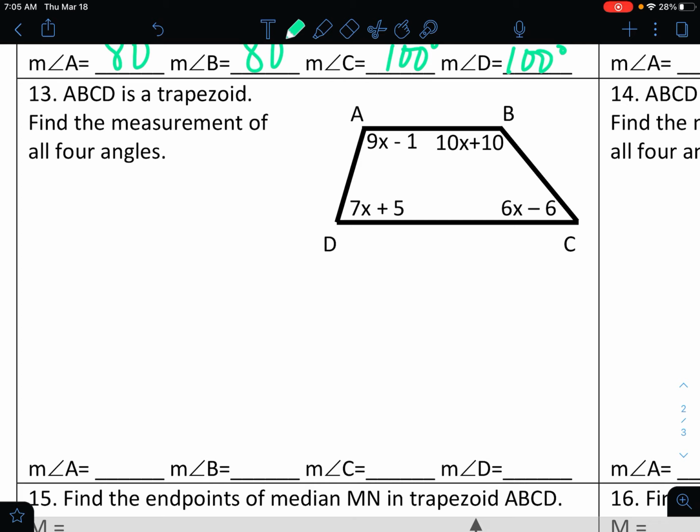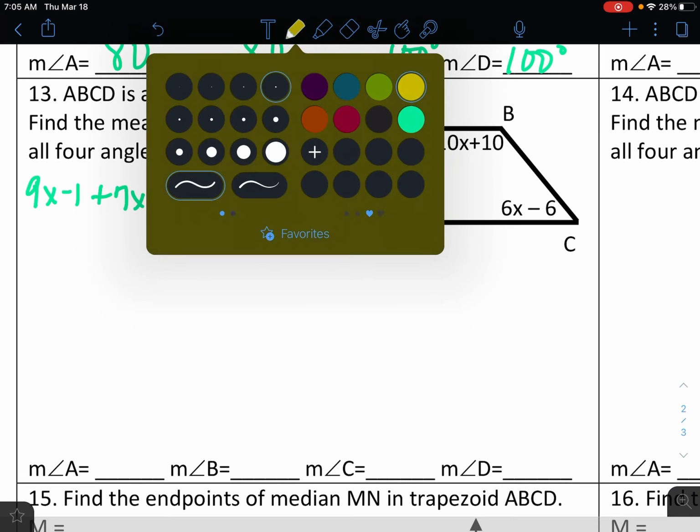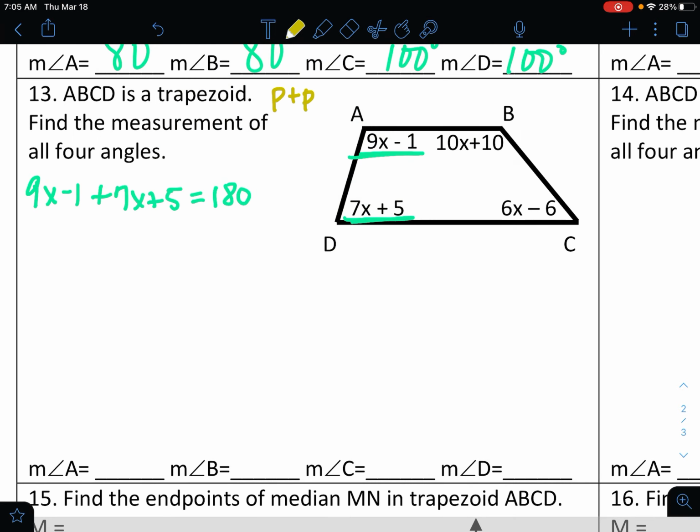All right. So I'm going to take that 9x minus 1. That's 7x plus 5. And that equals 180. So again, this is part plus part equals 180. You just got to figure out which parts you're going to use.